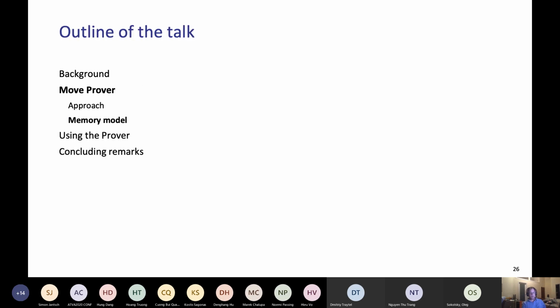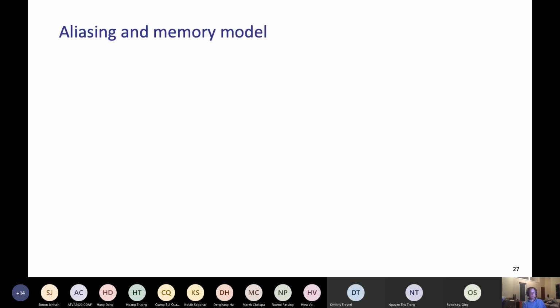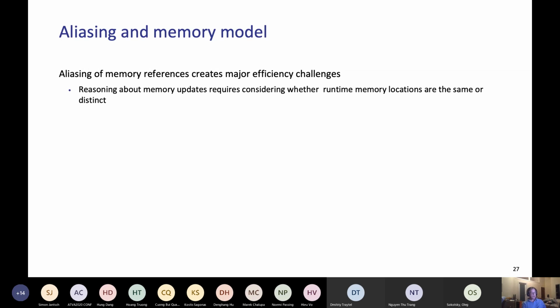Okay, so I'll talk about the memory model that we've devised, which is one of the more interesting aspects of the Move prover at this time. One of the biggest problems you have when you try to verify software is aliasing. This creates major efficiency challenges. The problem is when you're reasoning about memory updates, you have to consider whether runtime memory locations are the same location or distinct locations. And you might have a lot of memory locations that you're reasoning about. That means there's often a combinatorial explosion of possible aliasing relationships, and your solver or theorem prover or whatever has to deal with all of those possibilities.